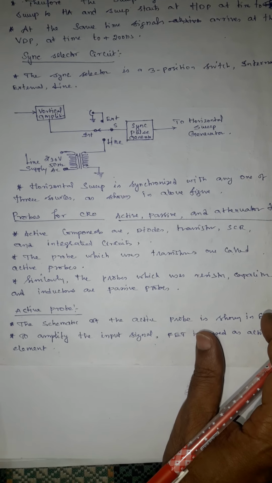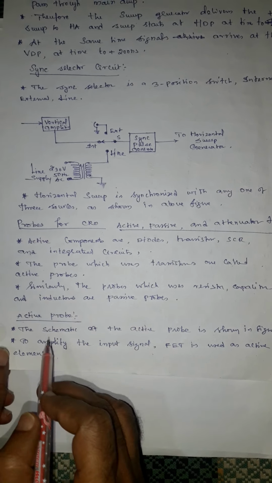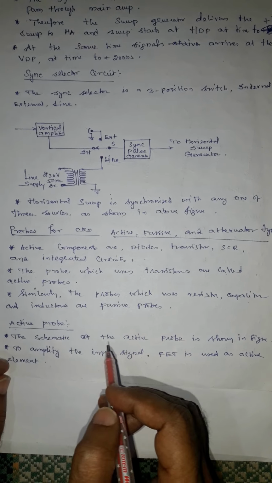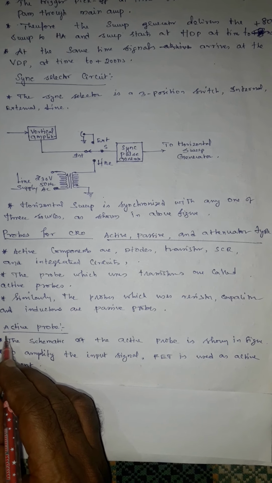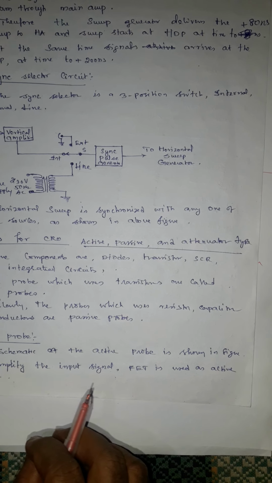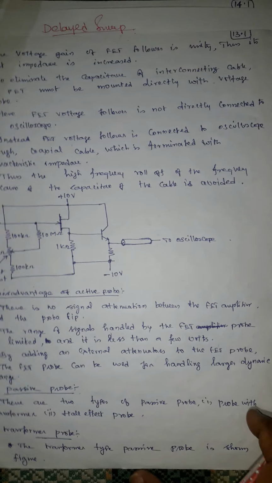Now we can see the first one, what is called the active probe. The probe which uses transistors is called an active probe. Similarly, the probes which use resistors, capacitors and inductors are called passive probes. First we can see the active probe. The schematic diagram of the active probe is shown in the diagram, which uses a FET amplifier.